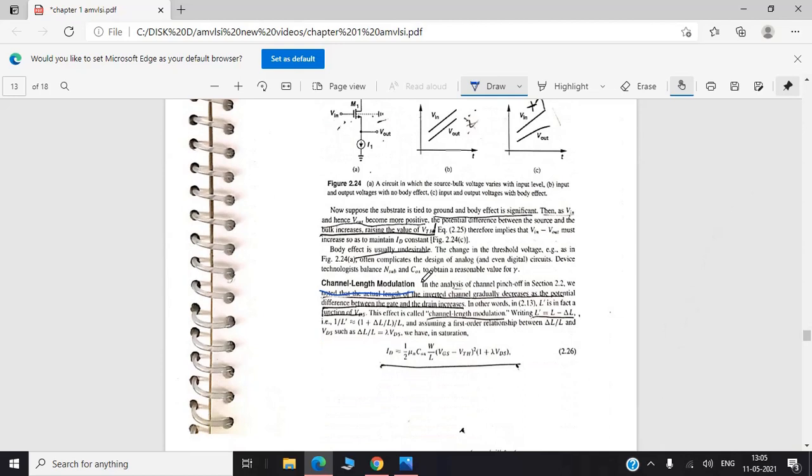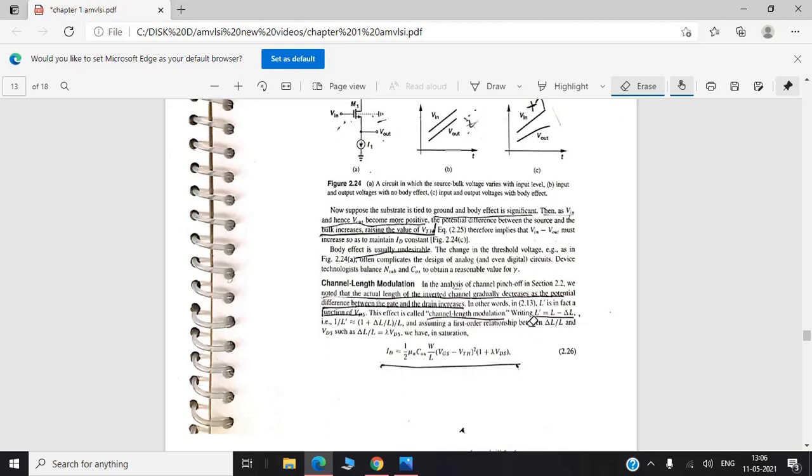Next, channel length modulation. Channel length is a very important characteristic when the device has to turn on. In the analysis of channel pinch off which we have studied, we noted that the actual length of the inverted channel gradually decreases as the potential difference between the gate and the drain increases. In other words, L dash, that is L effective, is in fact a function of the substrate voltage. This effect is called channel length modulation, meaning you are modulating the channel depending on the length.